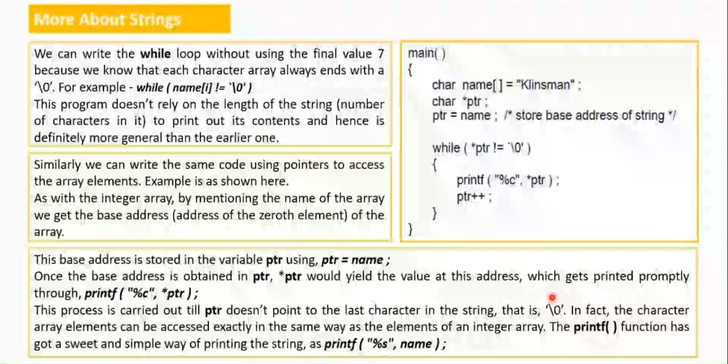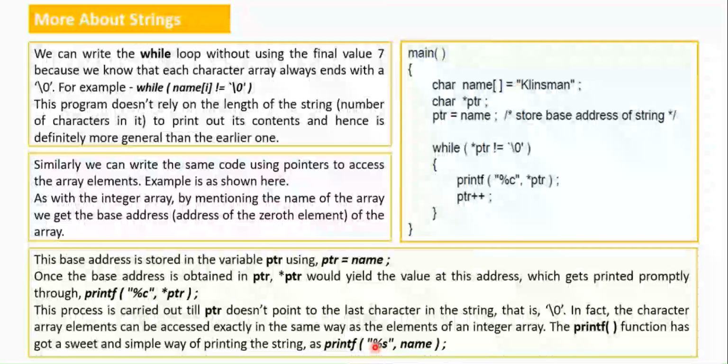In fact, character array elements can be accessed exactly in the same way as the elements of an integer array. The printf function has a simple way of printing a string: printf %s, name. Here %s is the specifier for the string data type, and name is the character array, or simply the string.